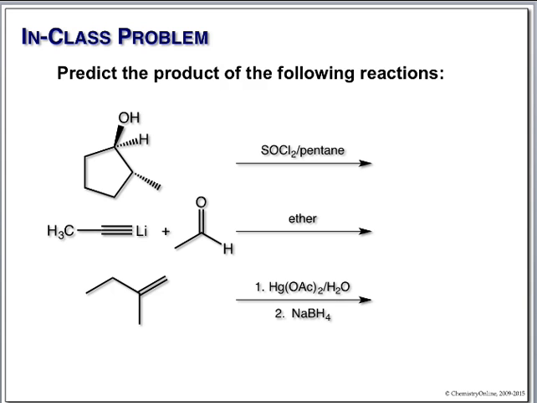Now, if this had been in pyridine, which is a polar solvent, this is the product we would get. That is the inverted product. That's the one you would get with pyridine. With pentane, simply replace the hydroxyl group with the chlorine and leave the stereochemistry alone.